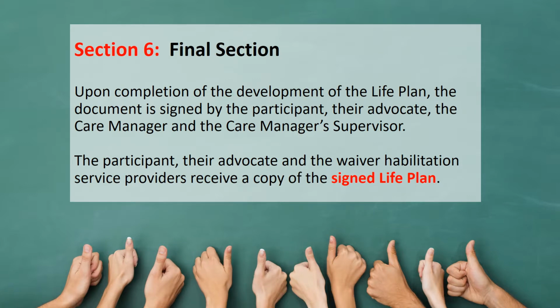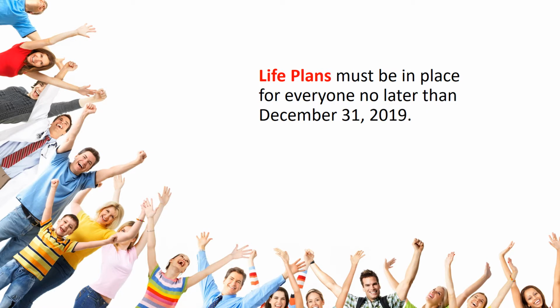Upon completion of the development of the life plan, the document is signed by the participant, their advocate, the care manager, and the care manager's supervisor. The participant, their advocate, and the waiver habilitation service providers receive a copy of the signed life plan. Life plans must be in place for everyone no later than December 31st, 2019.